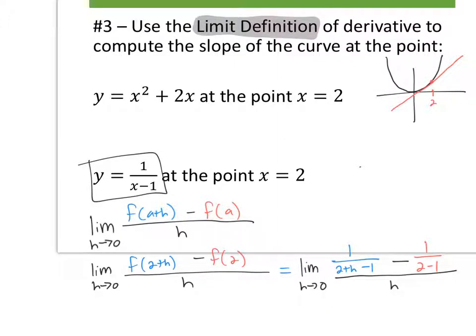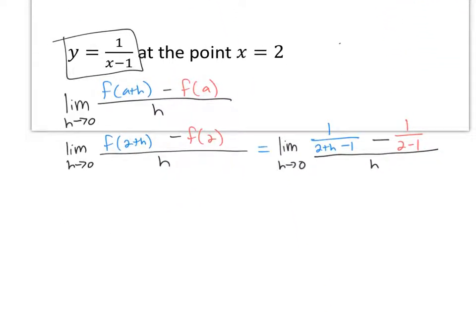Well, I'm going to simplify this now. This is equivalent to the limit as h approaches 0 of the blue stuff, 1 over 2 plus h minus 1 is 1 plus h, minus 2 minus 1 is 1, minus 1 over 1, all of that over h. I should have done that in red. I'm sorry. 1 over 1 is still the red stuff.